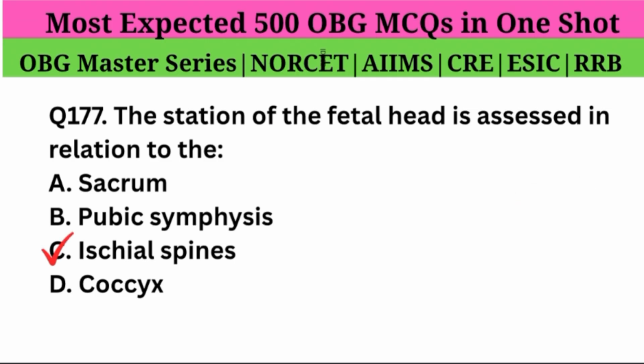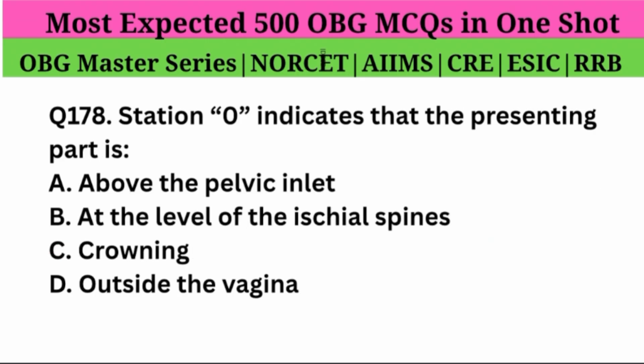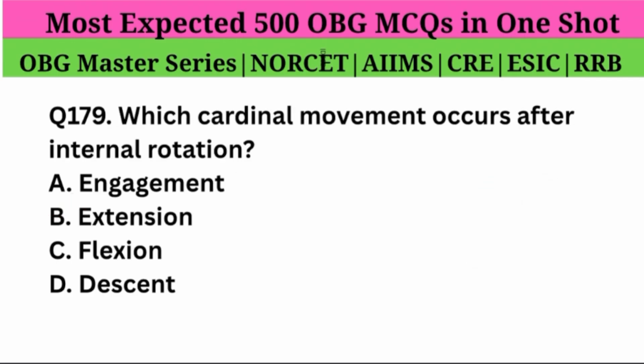Your correct option is option C, ischial spines. Next question, the station 0 indicates that the presenting part is. Your correct option is option B, at the level of ischial spines. Next question, which cardinal movement occurs after internal rotation? Your correct option is option B, extension.